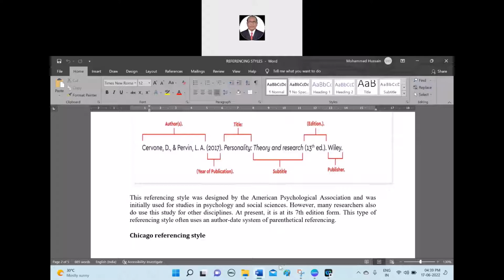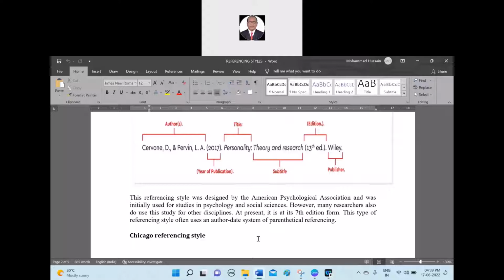Now let us see the referencing style designated by the American Psychological Association. That's why it is called APA style, and it was initially used for studies in psychology and social sciences. However, many researchers also use it for other disciplines.